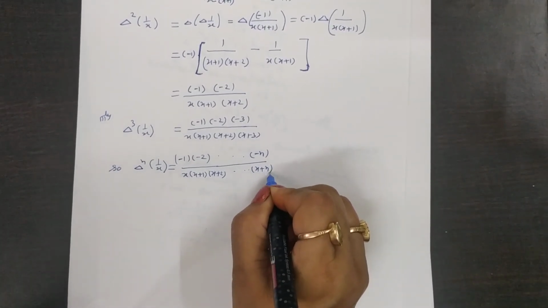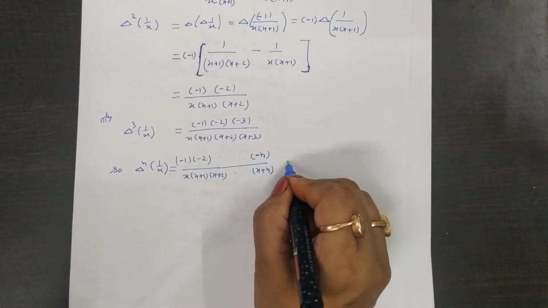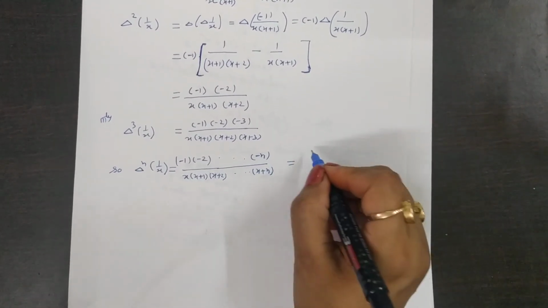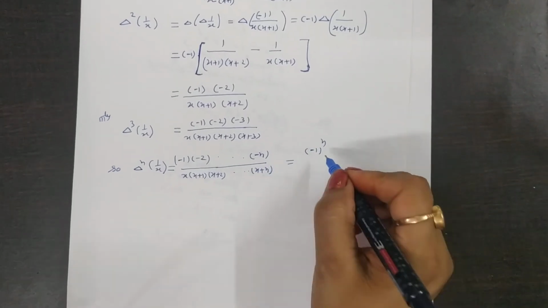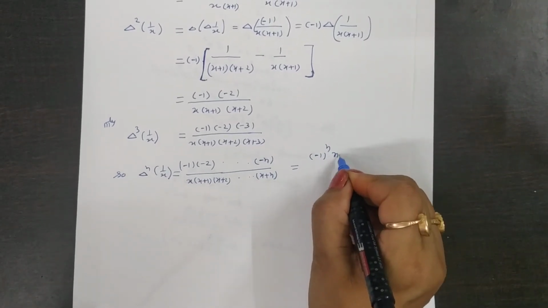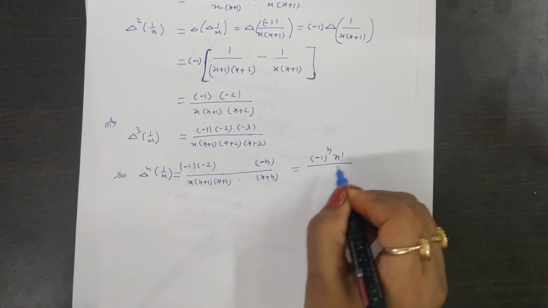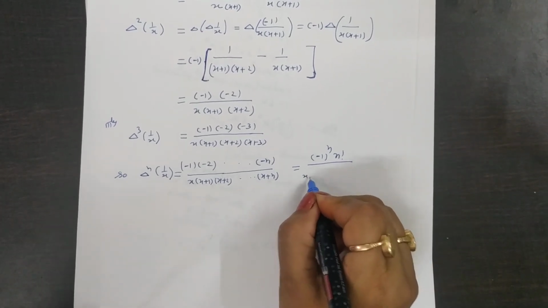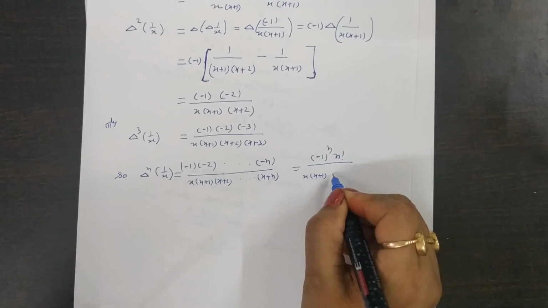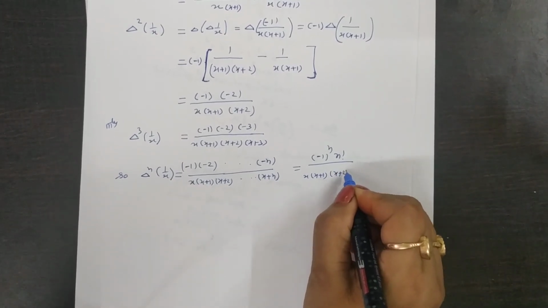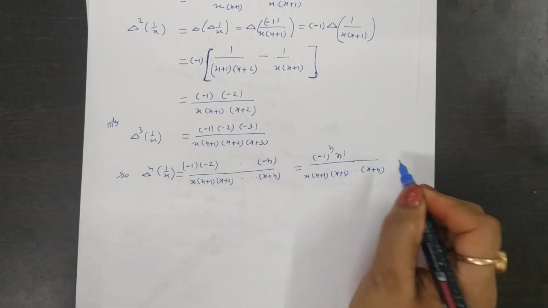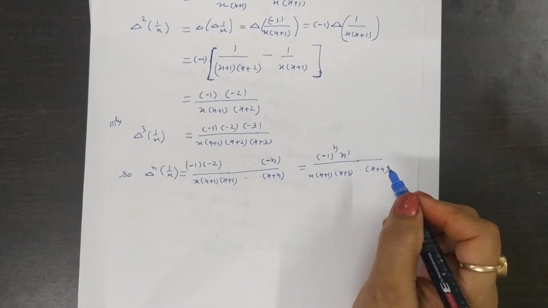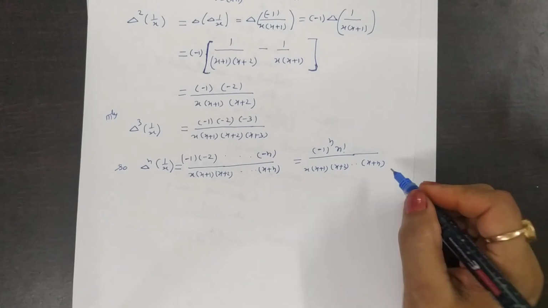Is that clear? This can be written as minus 1 to the power n, and 1, 2, 3 up to n can be written as factorial n, divided by x plus 1, x plus 2 up to x plus n. Clear? So from this you can solve this one.